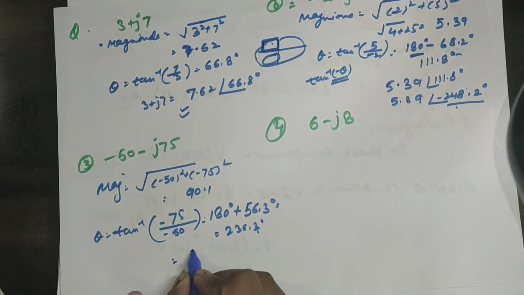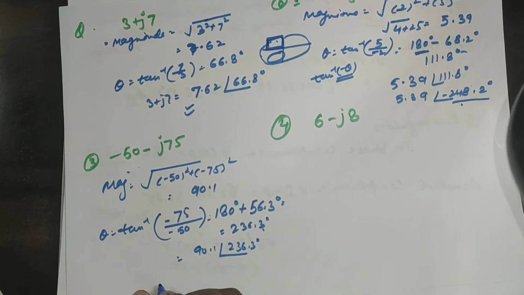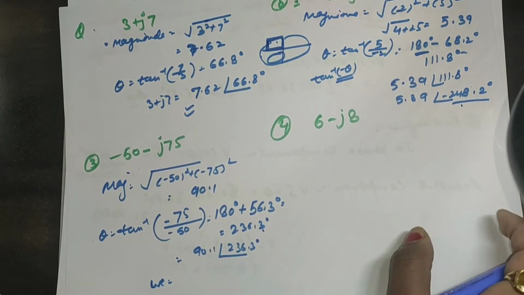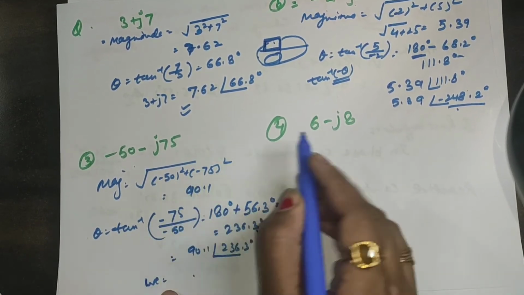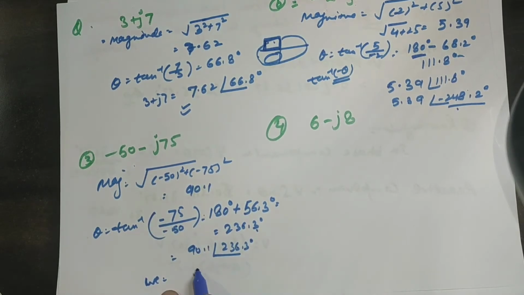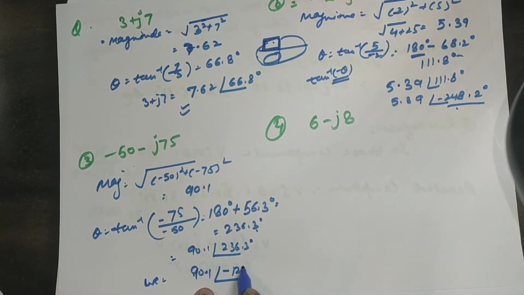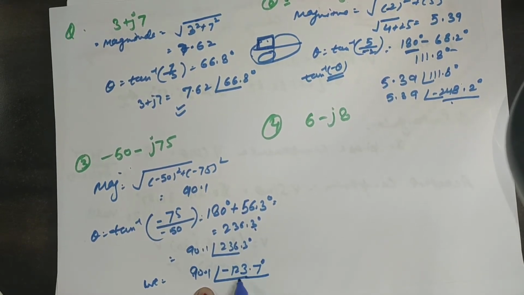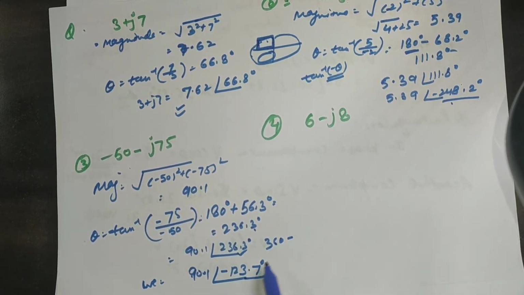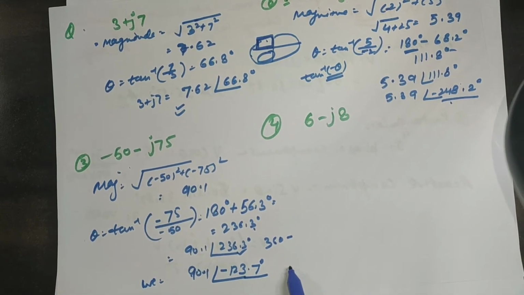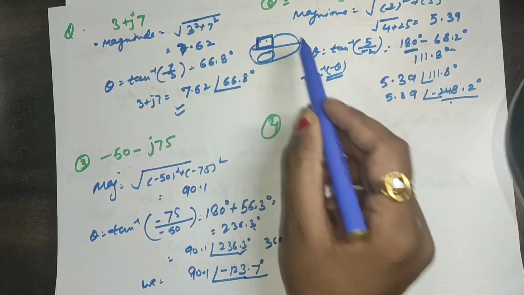236.3. So here the 90.1 angle 236.3 degree, or if we are taking the clockwise direction, that will be 90.1 angle minus 123.7 degree. Why? Because 360 degree minus this, so that we will get 123.7, because if we take it in the clockwise direction, it is 360 degree minus this one.